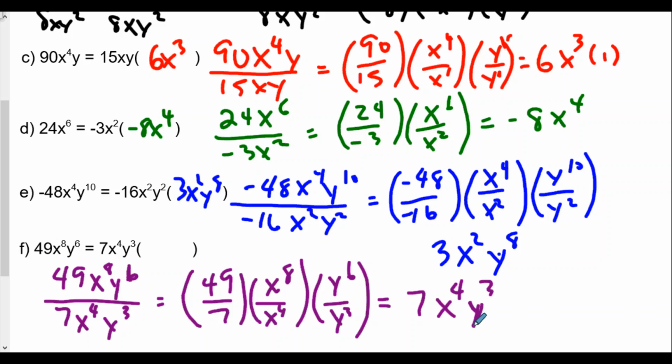Now, again, be very careful. It's very tempting to put down x to the second. You might want to divide the exponents, but here when we divide two numbers with the same base, we keep the base and subtract the exponents. Therefore, the answer for the last one, F, will be 7 x to the fourth, y to the third.